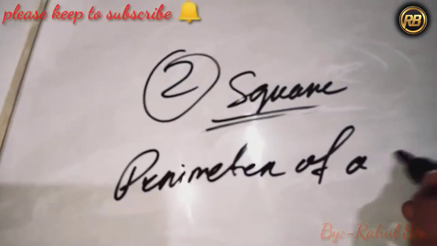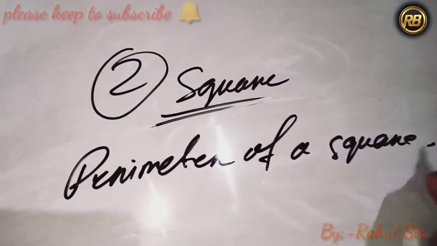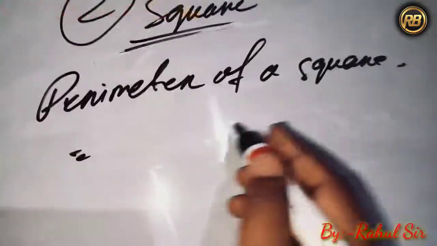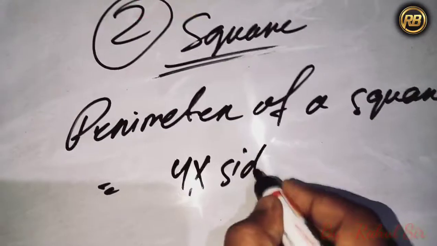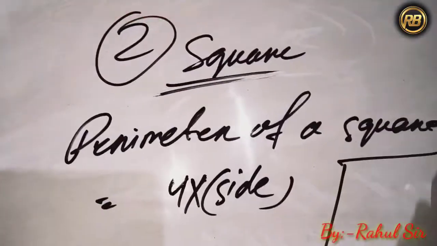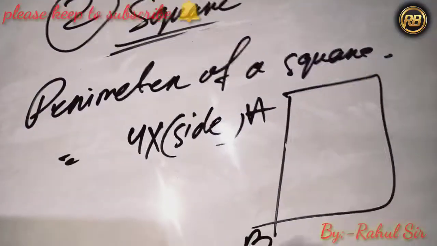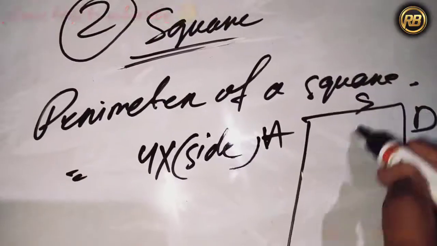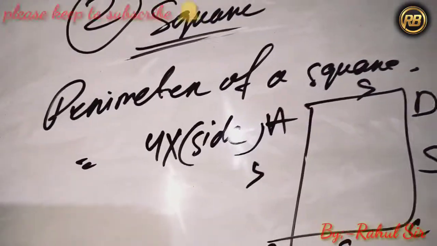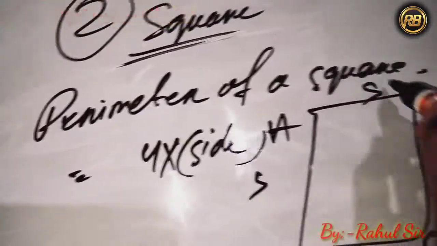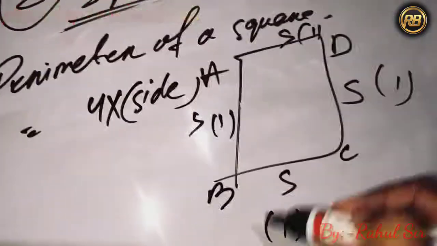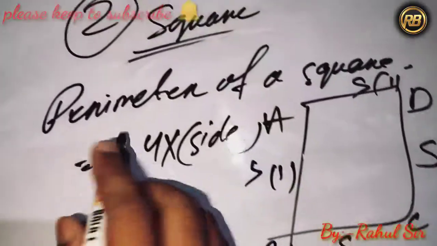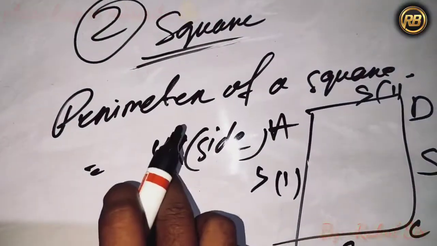Now we can find the perimeter of a square. The perimeter of a square is equal to 4 times the side. In the square ABCD, each side is S. These are the 4 equal sides, so the perimeter of a square is equal to 4 times the side.